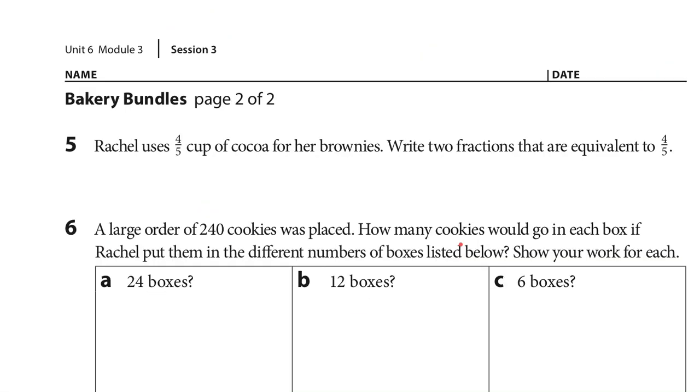All right, on our next question, it says, Rachel uses 4/5 cup of cocoa for her brownies. Write 2 fractions that are equivalent to 4/5. I love this question because it comes right after the one that we just did. We're starting with 4/5. You can change any fraction by multiplying. You just have to make sure that whatever you do to the bottom, you do to the top.